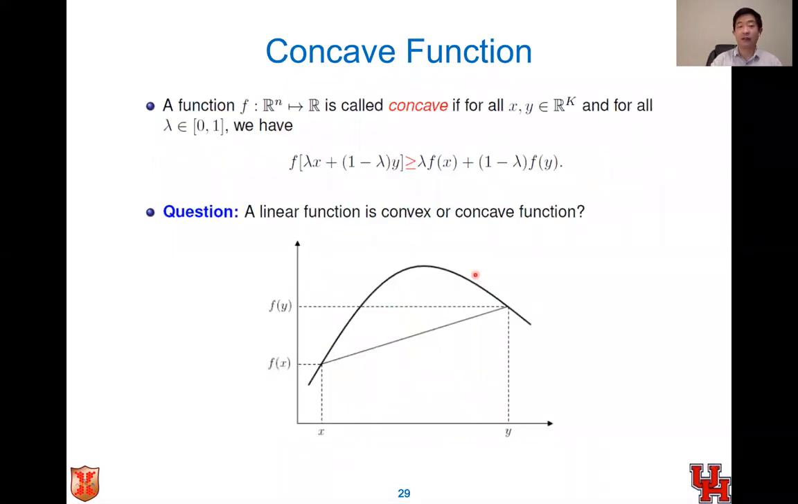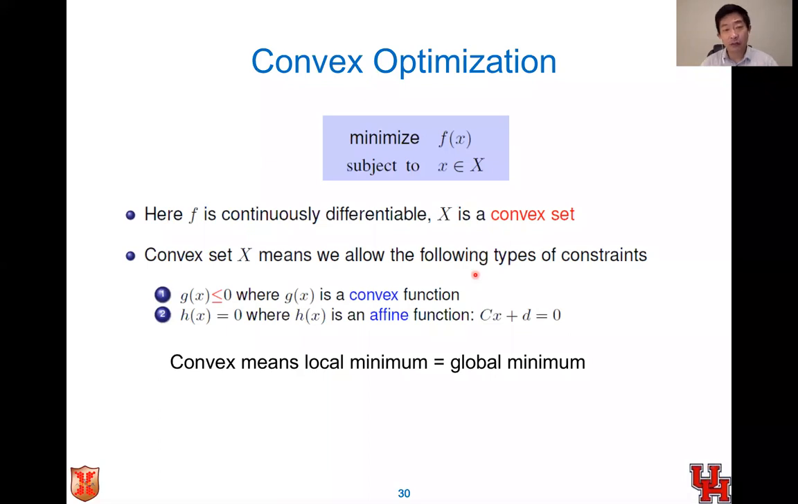For convex optimization, if your objective function is convex or concave, and your constraint feasible set is also a convex set, then in this case it's called a convex optimization. With a convex optimization, the nice thing is that there's no local optimal. There's only one optimal point, which is the global optimal. It's a very nice property.